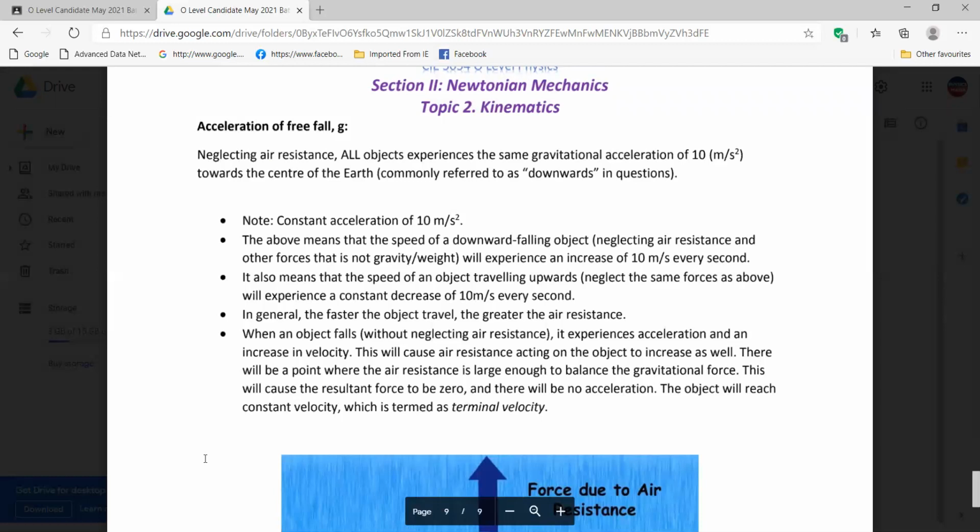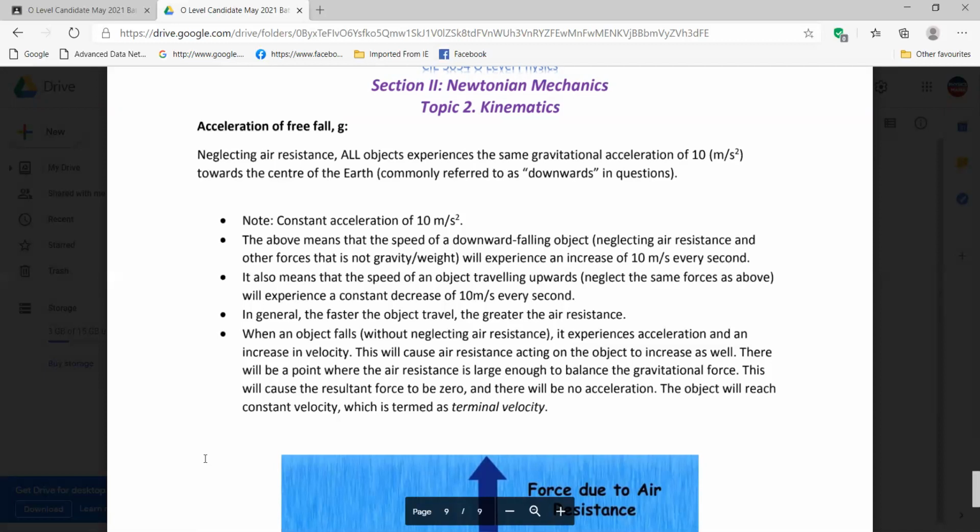The above means that the speed of a downward falling object, neglecting air resistance and other forces that is not gravity/weight, will experience an increase of 10 meter per second every second. It also means that the speed of an object traveling upwards, neglecting the same forces as above, will experience a constant decrease of 10 meter per second every second. In general, the faster the object travels, the greater the air resistance.